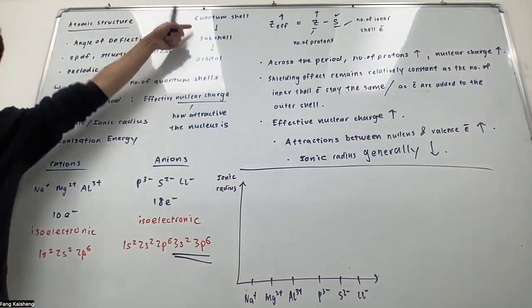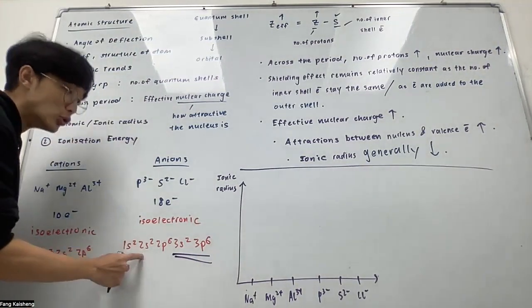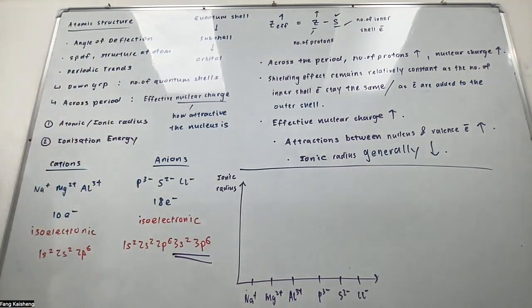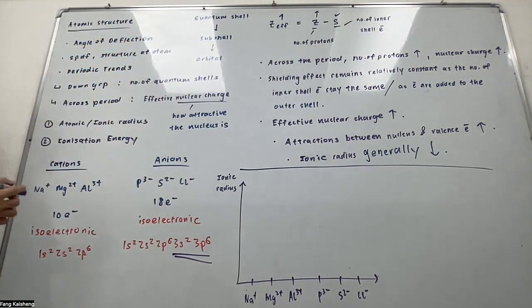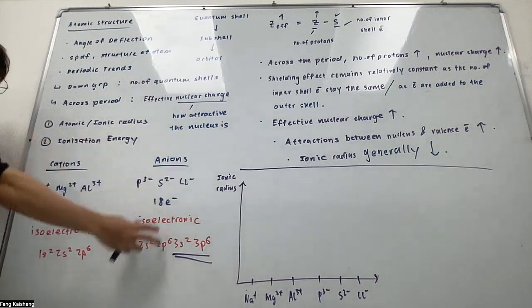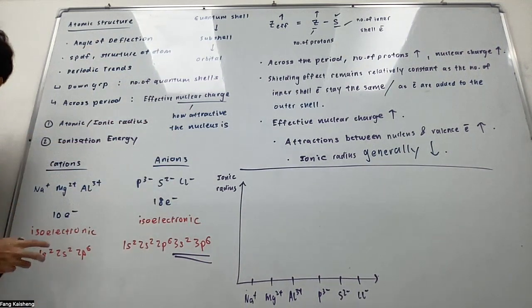Remember, quantum shell is the main shell. So it's one shell, two shells, three shells. That number over there represents the quantum shell. Guys, this is the bigger shell. So if you have an additional shell, that means the ionic radius of those must be larger or smaller? Compared to cations, must be larger.